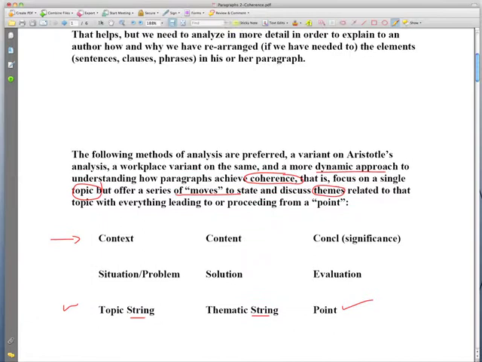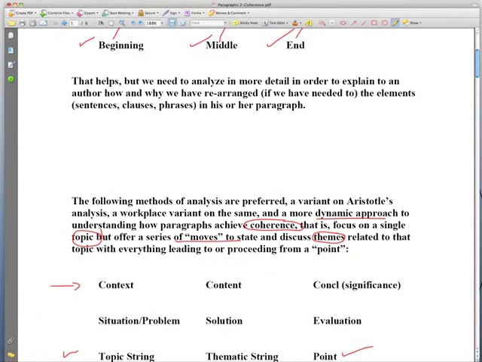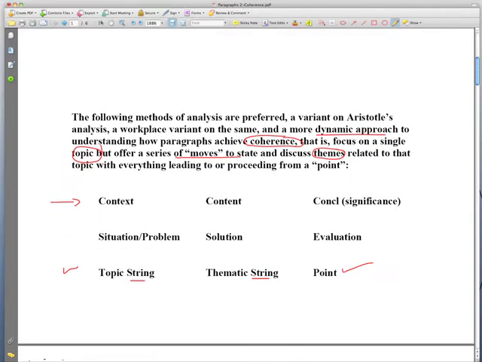And I think I'll back this up just enough to see if I can get both beginning, middle, and end, and context, content, conclusion in the screen. These are actually the same thing. This is simply a variant on Aristotle's analysis using words that should be familiar to us by now. The notion that readers need context, orienting information, before you give them content.